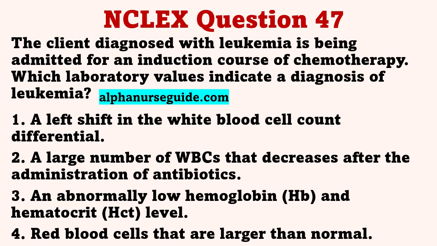The correct answer is 1. A left shift in the white blood cell count differential. A left shift indicates immature white blood cells are being produced and released into the circulating blood volume. This should be investigated for the malignant process of leukemia. Leukocytosis is normal in the presence of an infection, but it should decrease as the infection clears. A low hemoglobin and hematocrit level indicates anemia and can be caused by a number of factors.